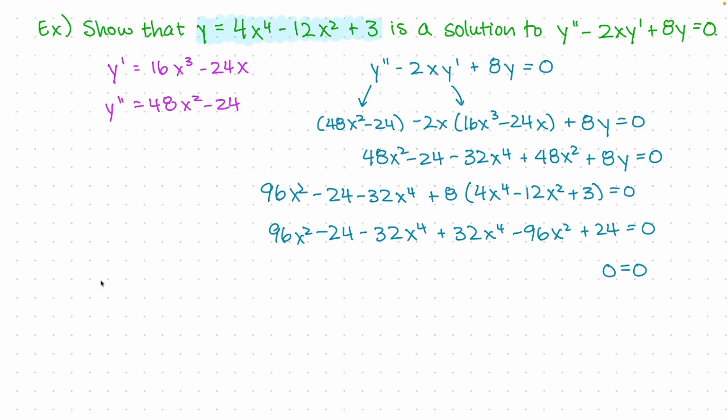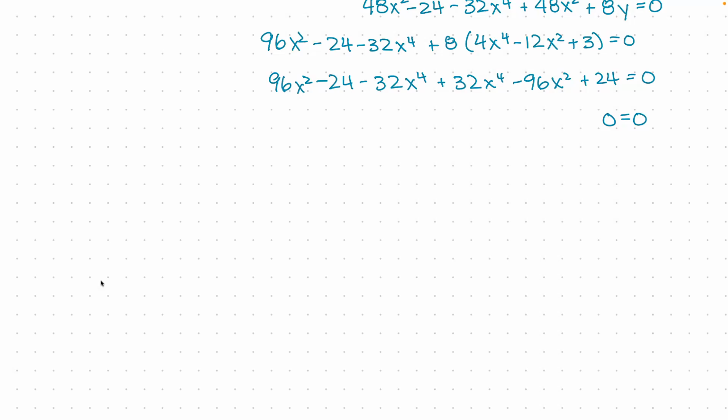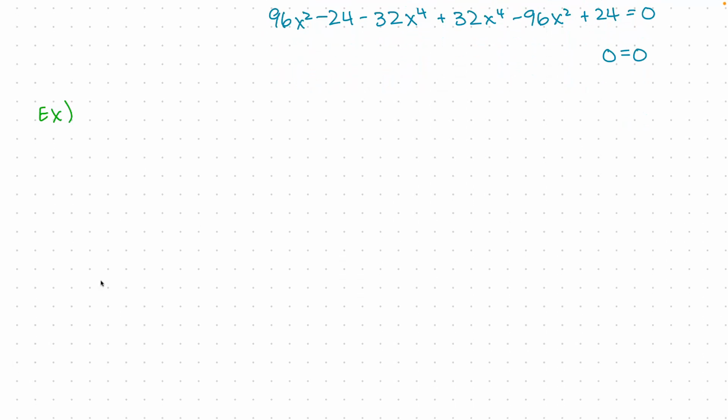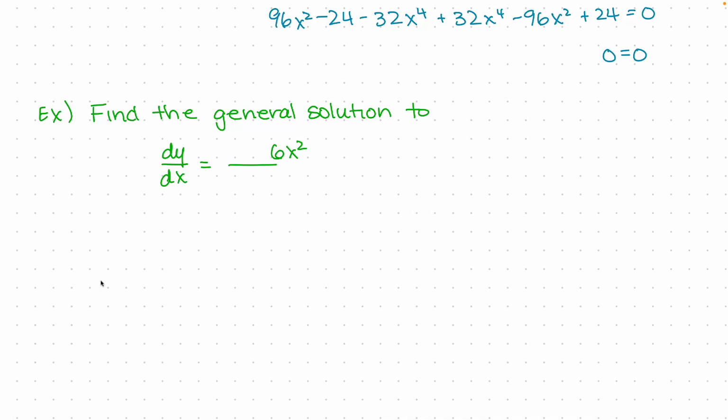All right. So, speaking of that, our next example, now let's actually solve. Find the general solution to dy/dx equals 6x squared plus 2y plus cosine y.